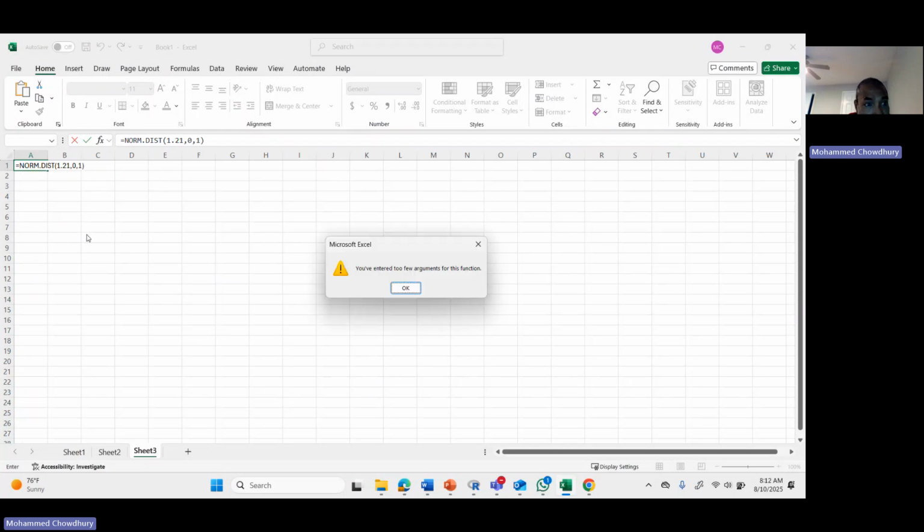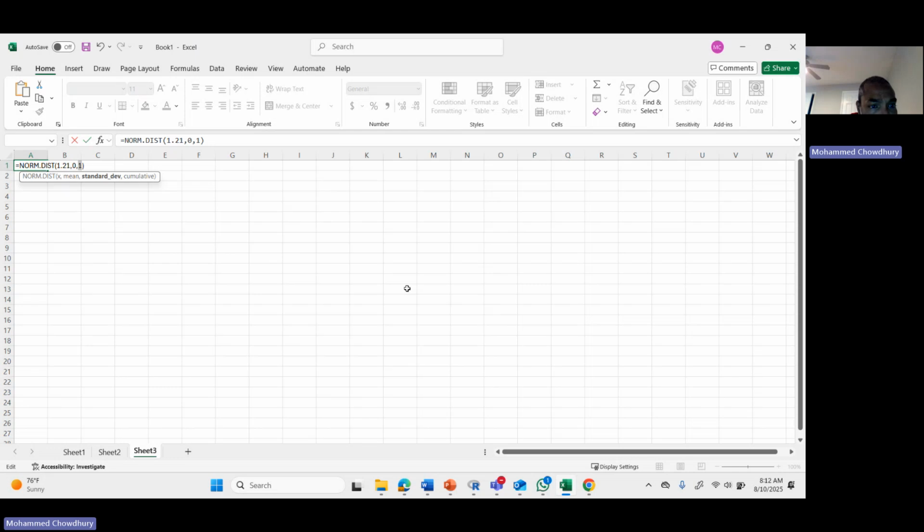And then if I write it, it asks to enter a few more arguments for these situations: mean and cumulative. Okay, I have to put here cumulative. Oh my goodness, cumulative.